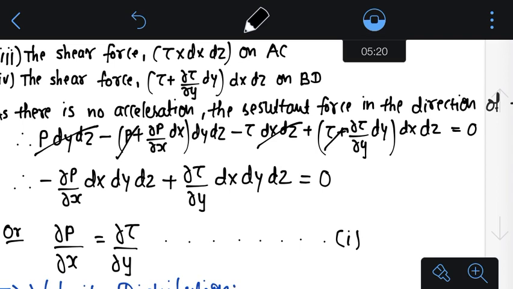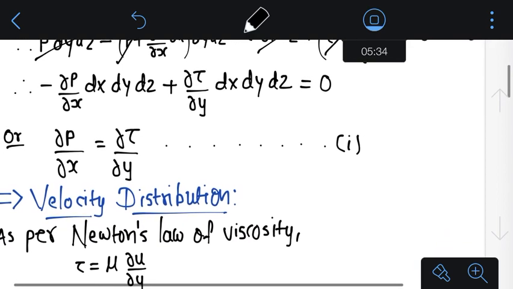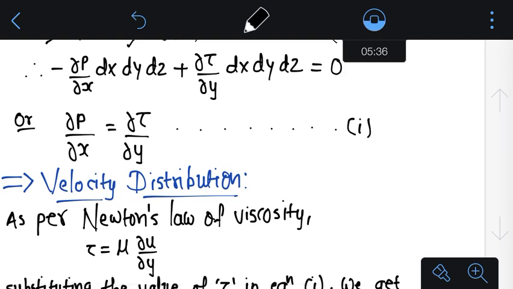So the remaining terms will be minus ∂p/∂x dx dy dz plus ∂τ/∂y dx dy dz is equal to 0. Or you can say ∂p/∂x is equal to ∂τ/∂y. Let's say this is your equation number 1.